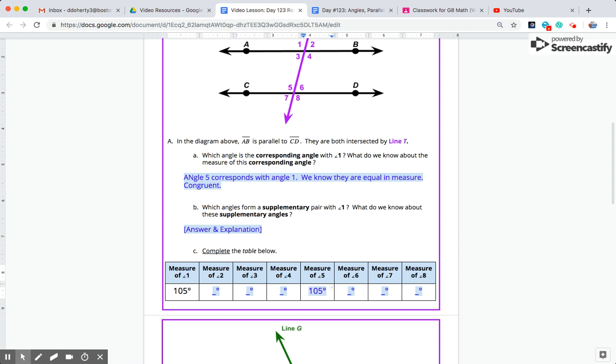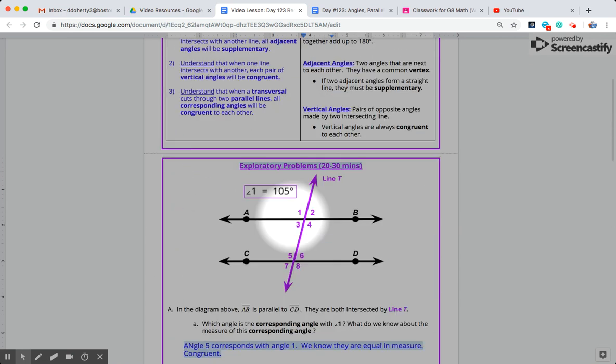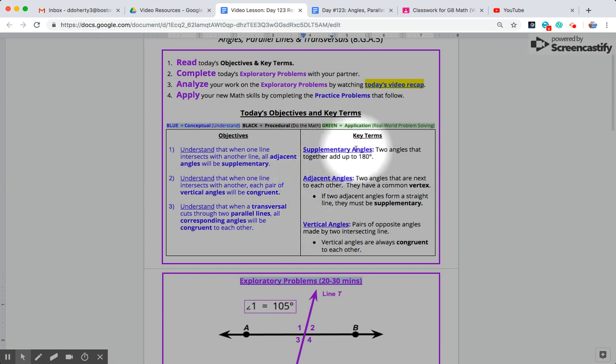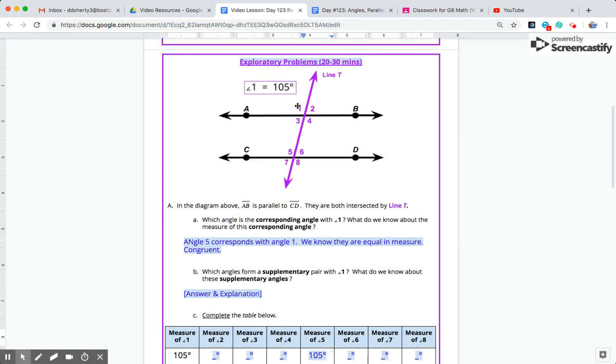Part B then asks us which angles form a supplementary pair with angle 1 and what do we know about these supplementary angles. So at this point, if I didn't know what a supplementary angle is, I could search it on Google, or it turns out it's also one of our key terms today that you should have been aware of had you read through the key terms. Supplementary angles are two angles that add up to 180 degrees. They form a straight line together. And what we see here for angle 1 and angle 2 are a supplementary pair together. If you just focus on angle 1 and 2 and put them together, they form a straight line where AB is.